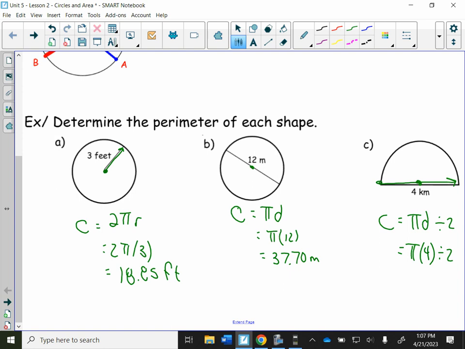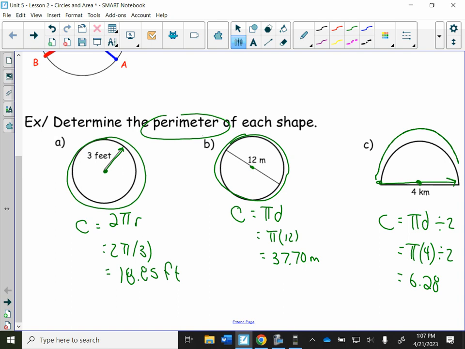I got 6.28. But I do want to point out that that is not the answer, because the question said find the perimeter, which in each of the first 2 questions is literally just the circumference. But in our question we just did now, our circumference is this distance. And the perimeter also includes this distance. Everything on the outside. So you actually have to add the 4 in there to get a perimeter of 10.28 kilometers. Kind of a tricky question there. Circles aren't too tricky. Not really, unless I throw something like that at you.